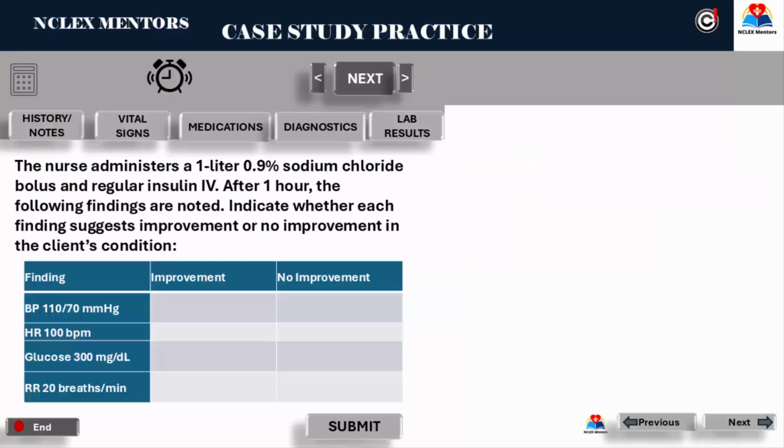Evaluate outcomes. The nurse administers a 1 liter 0.9% sodium chloride bolus and regular insulin IV. After 1 hour, the following findings are noted. Indicate whether each finding suggests improvement or no improvement in the client's condition.